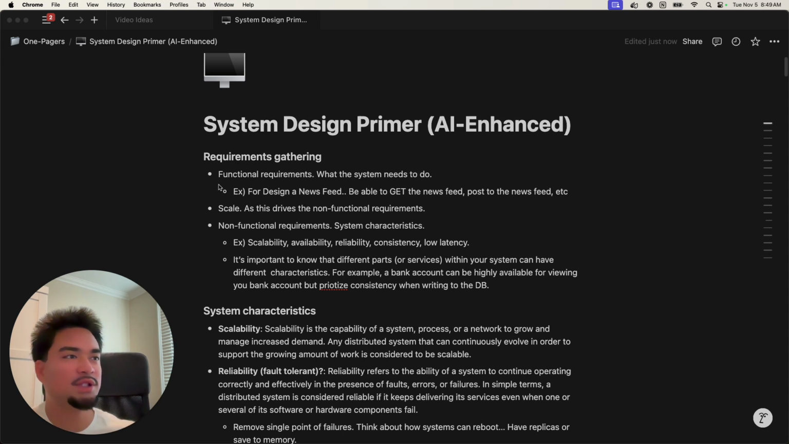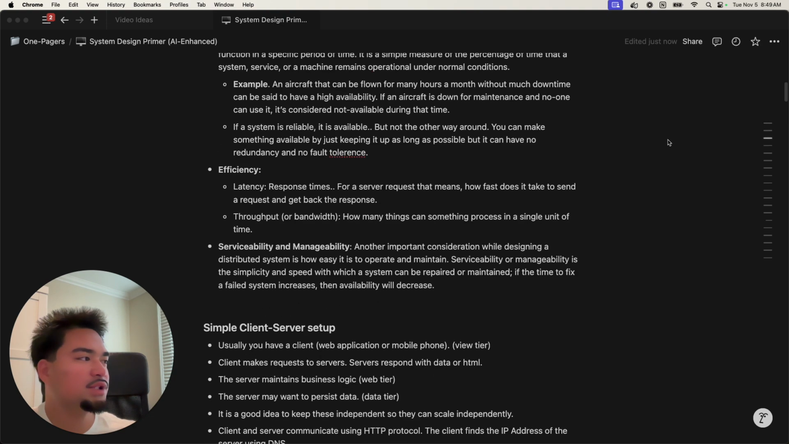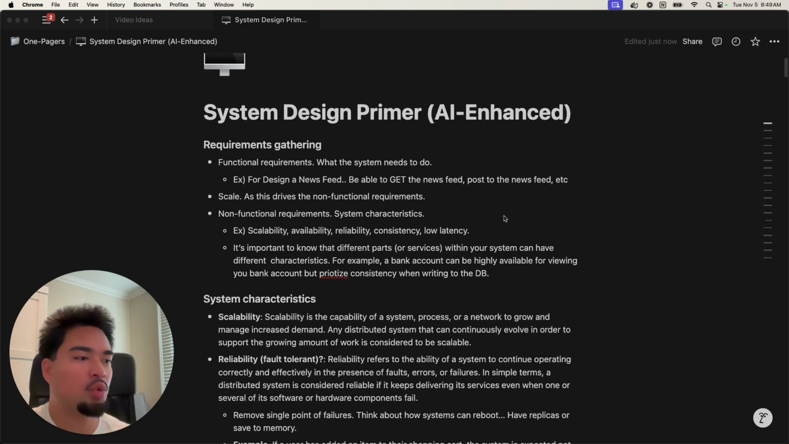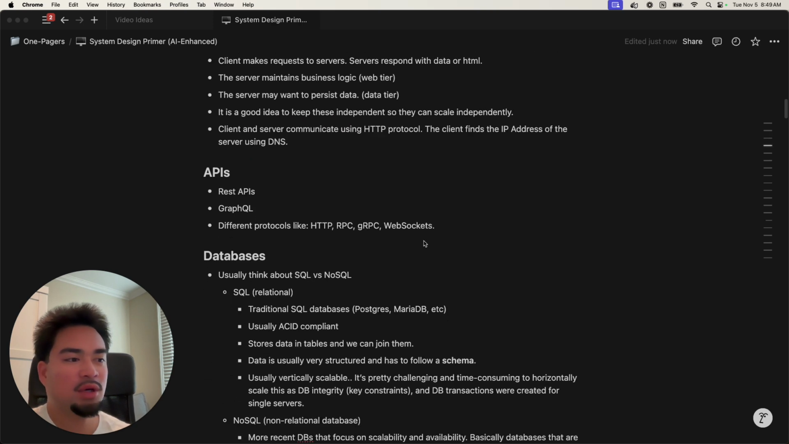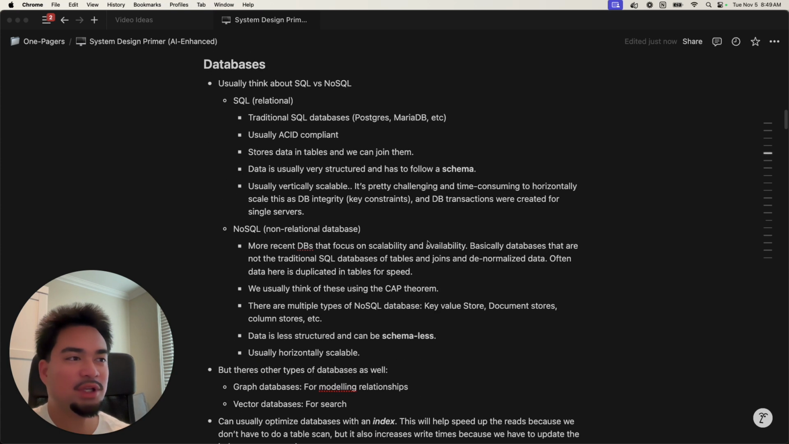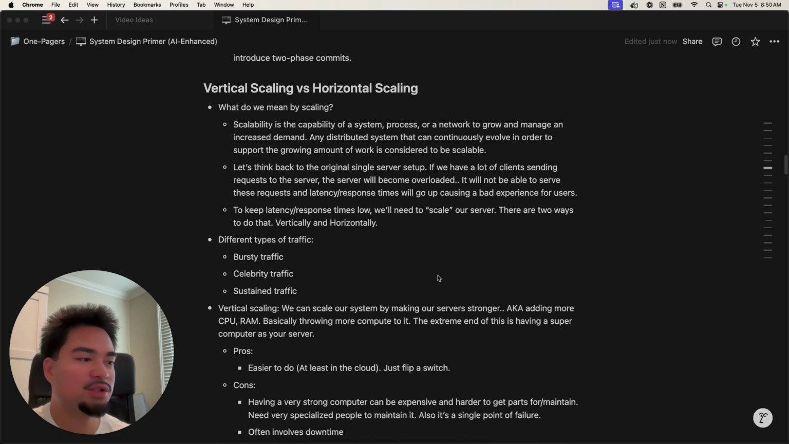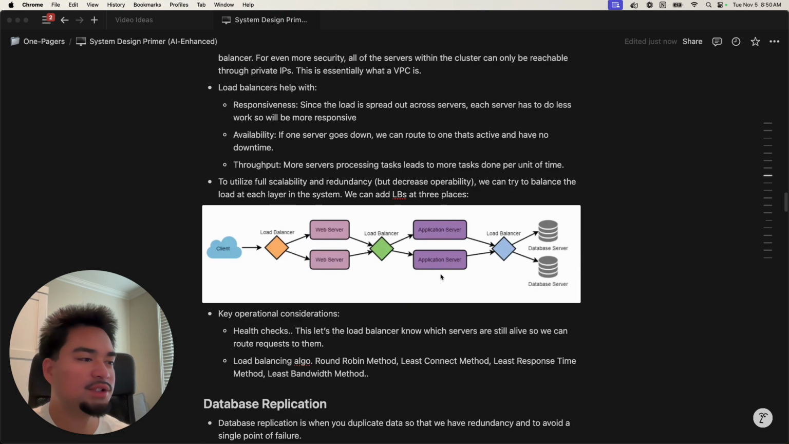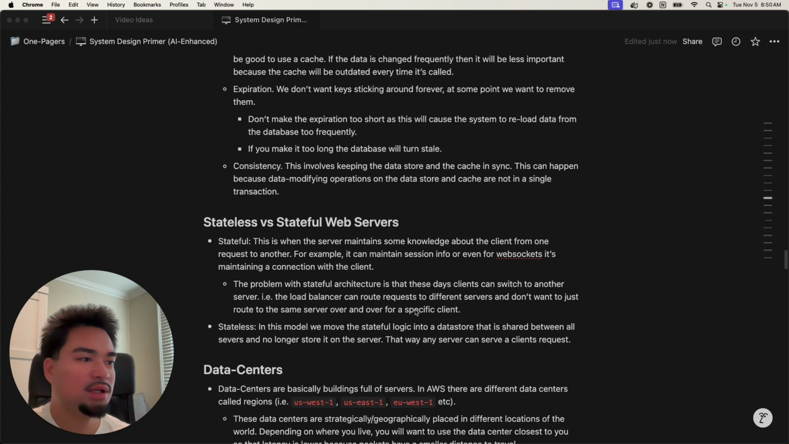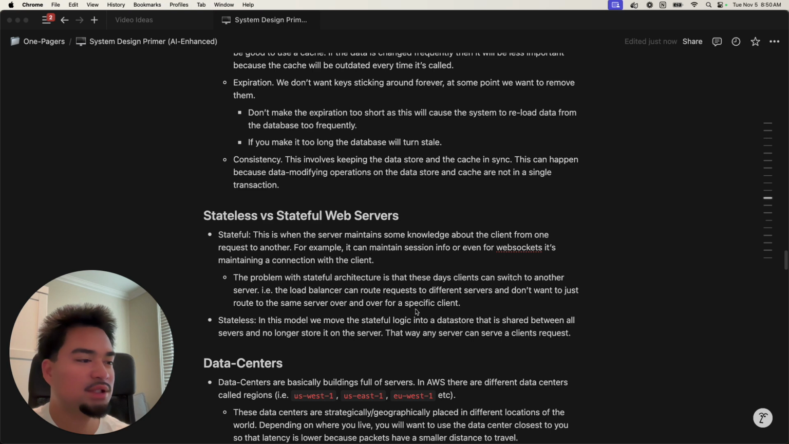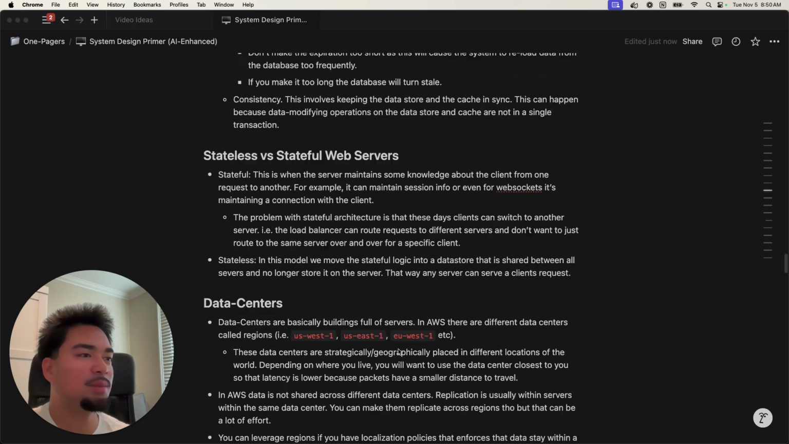I built up these system design primer notes, and they cover a lot of different concepts, starting from requirements gathering, system characteristics, simple client server setup, what are APIs, what are databases, what are the different types of databases, data partitioning, vertical scaling versus horizontal scaling, load balancer, what is database replication, what is caching, what is stateful versus stateless, just data centers and general message queues. So covering a ton of different topics.